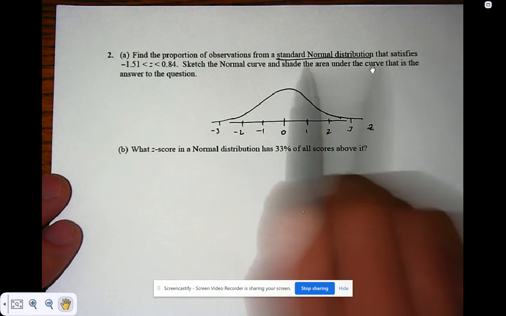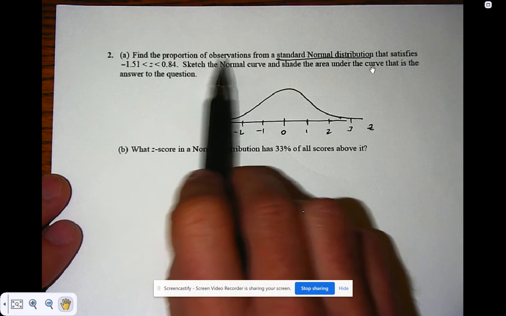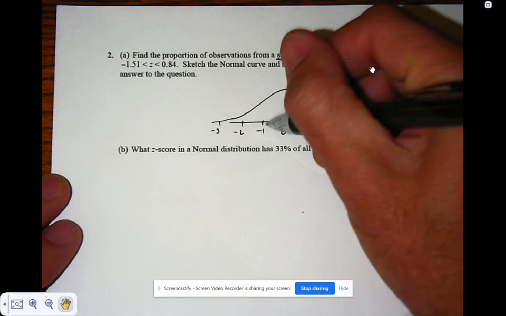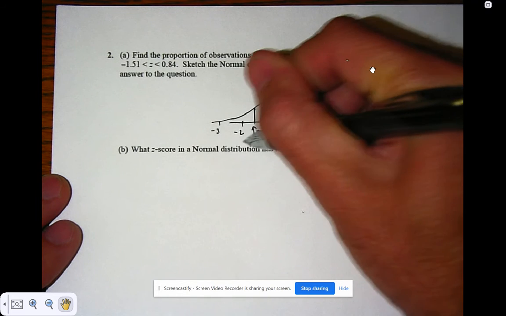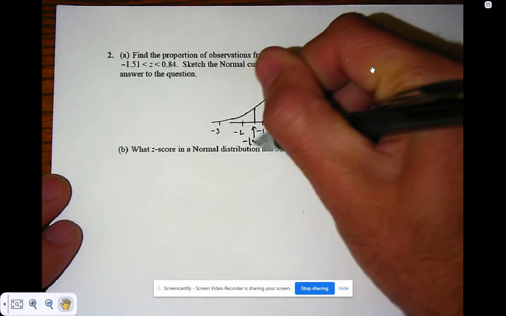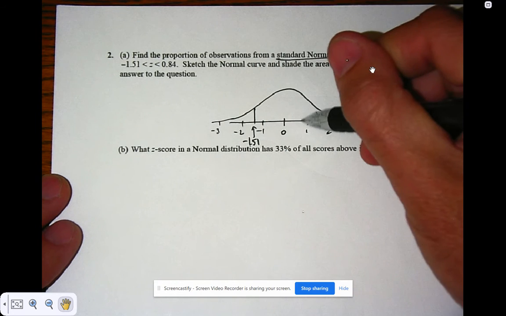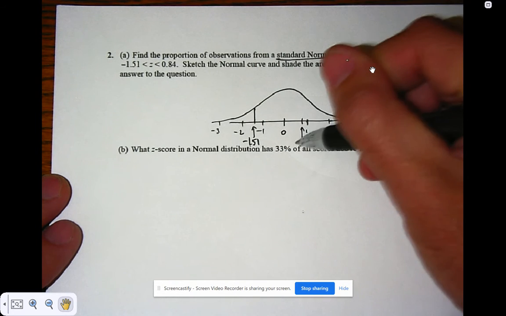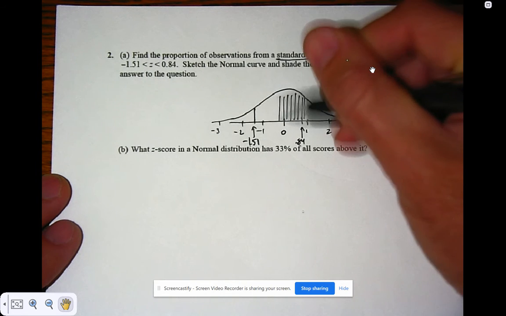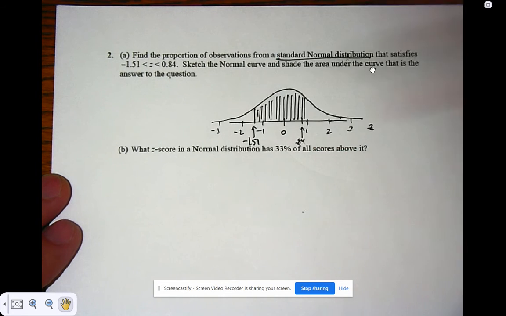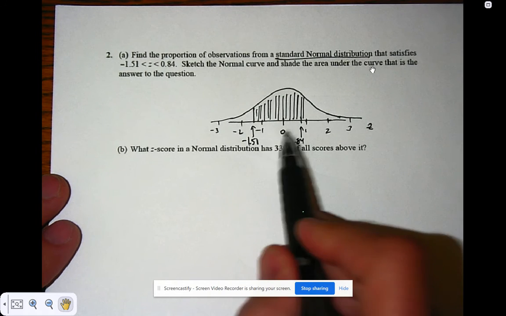Okay, and you're trying to find the proportion that falls between -1.51, so somewhere right around here. So we'll call that -1.51, and up to 0.84. So we'll call that 0.84. And you're trying to find how much of the data falls between here. Okay, so we're going to use table A.